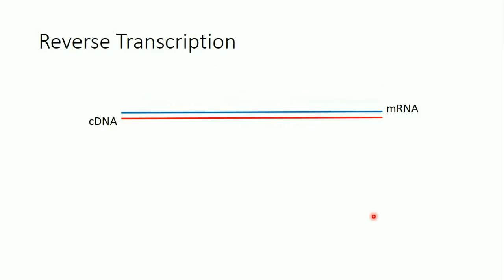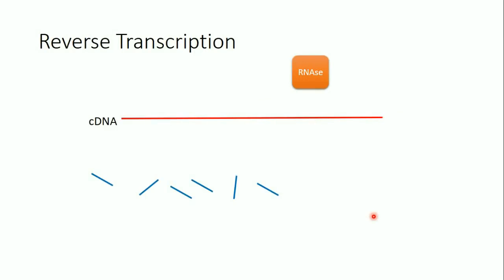After this, the RNase will degrade the messenger RNA, and then the DNA polymerase will copy the first strand of DNA, and then I will get double-stranded DNA from the RNA. I can use this double-stranded DNA in the PCR, in the real-time PCR. This is highly applicable in real-time PCR, as I told you, in cancer, in the diagnosis of HIV or other RNA viruses.